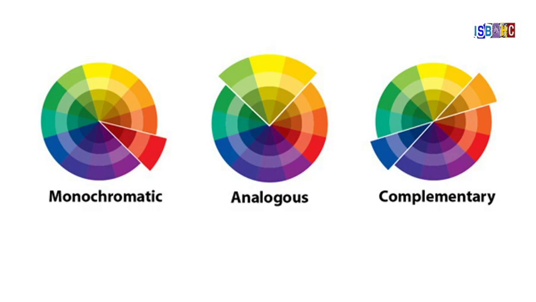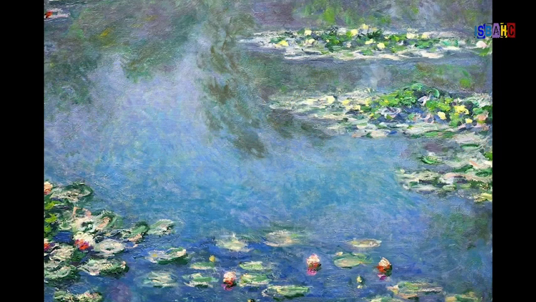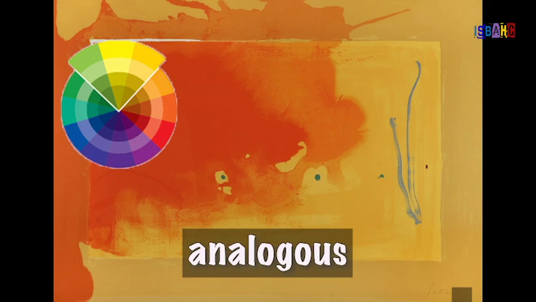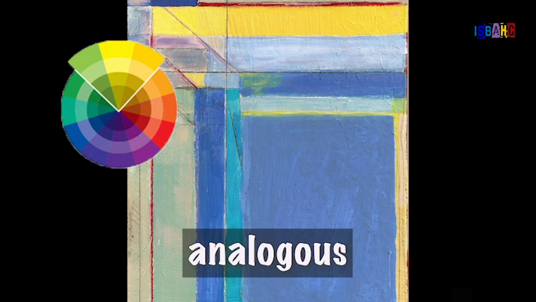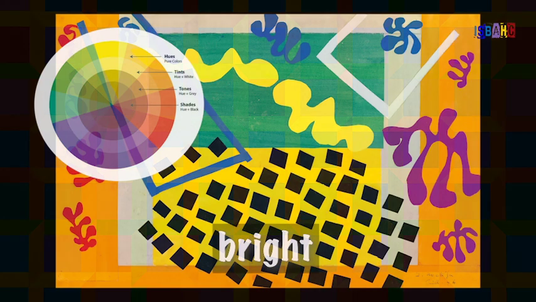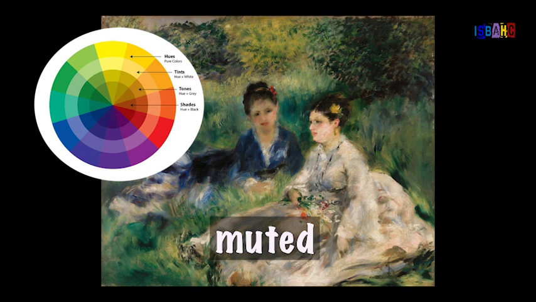The same holds true for color. When an artist chooses the colors they will use, it is called a color scheme. Some color schemes are colors from the same color family. These are called analogous colors. These colors usually create a feeling of harmony. Other color schemes use discordant colors to create a sense of agitation. Bright colors tend to demand attention, while muted colors politely invite us to explore them.